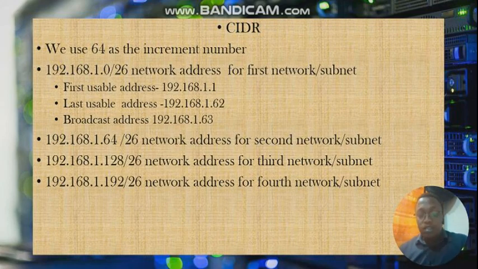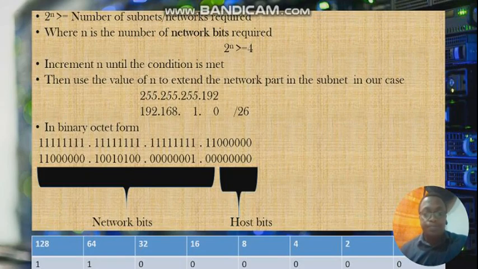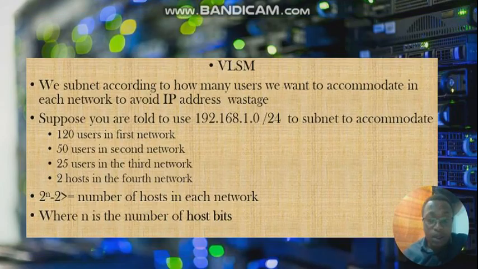So let's get into variable length subnet mask, and this is where we subnet according to the number of users we want to accommodate in each network. And this is basically done to avoid IP address wastage. Remember that in classless interdomain routing, we assign an equal number of users in each network.